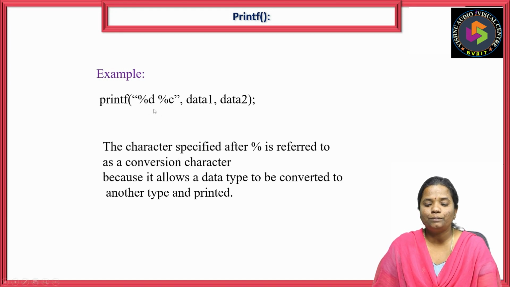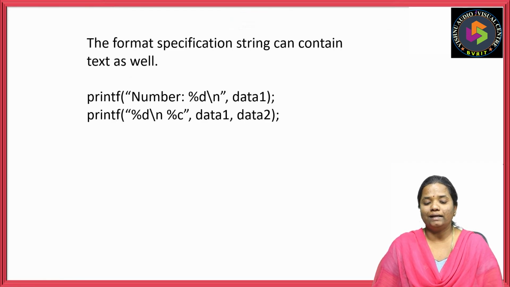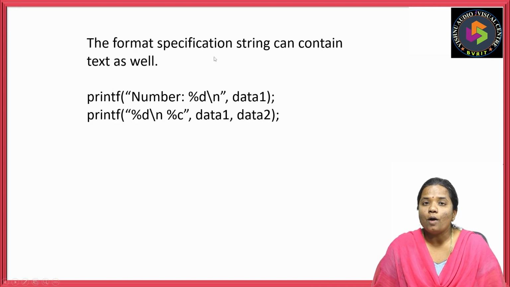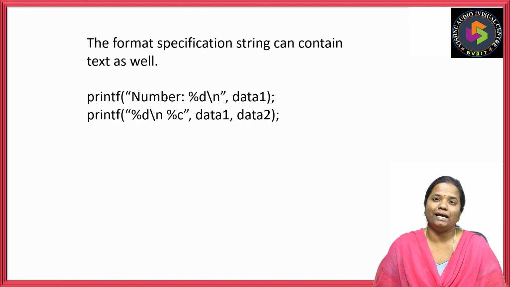The character specified after the percentage is referred to as a conversion specifier or conversion character. The format specification string can contain text as well. Let me give an example for this: printf("Number %d"). Here \n is used to give a separate line for the formatted output. \t is also used in the printf statement to get horizontal space between the variables.